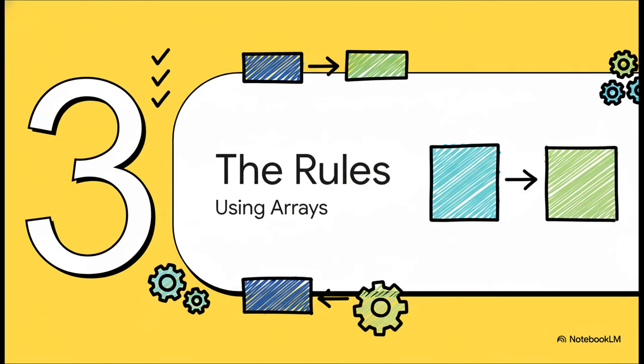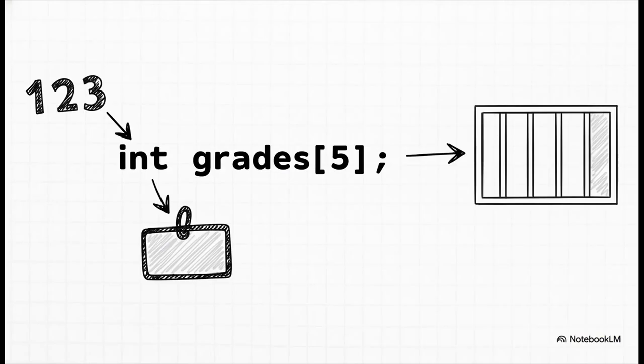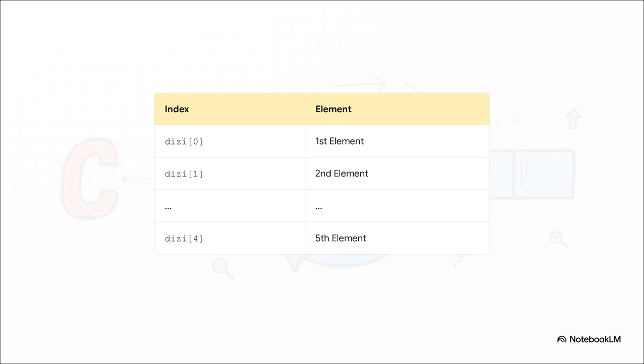Now, to use this incredibly powerful tool, we just need to learn a few simple but absolutely critical rules of the road. First up is how you declare one. Looking at the example, int grades[5], we're telling the computer 3 really specific things. First, int means we're only going to be storing integers. Second, grades is just the name we've decided to give our container. And third, the number in the square brackets tells the computer it needs to set aside space for exactly 5 items.